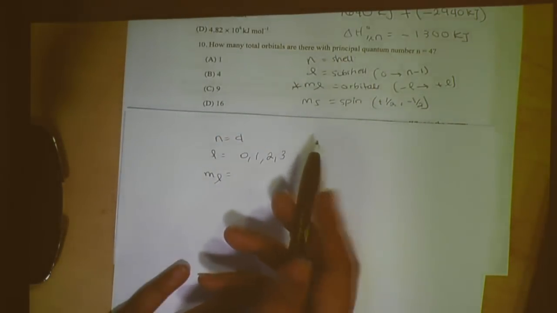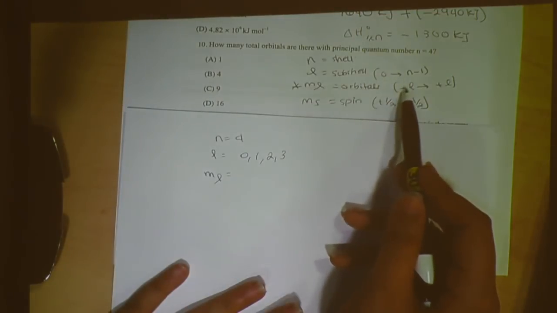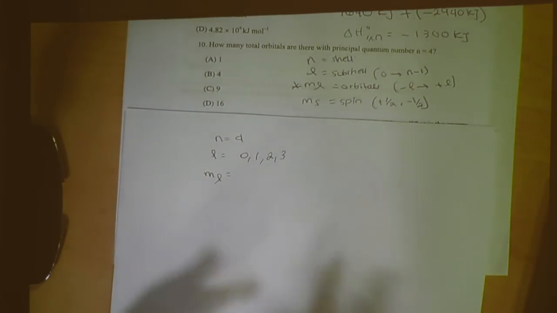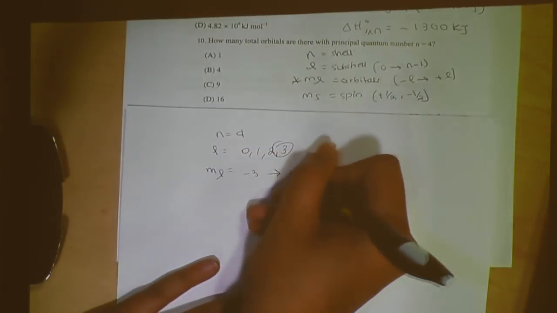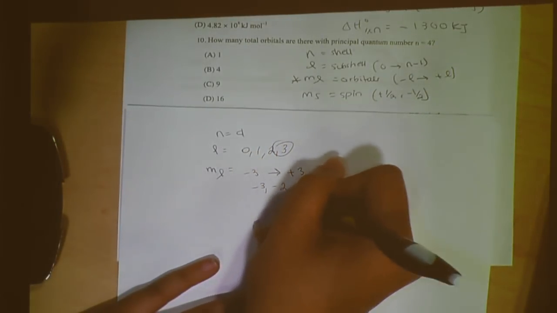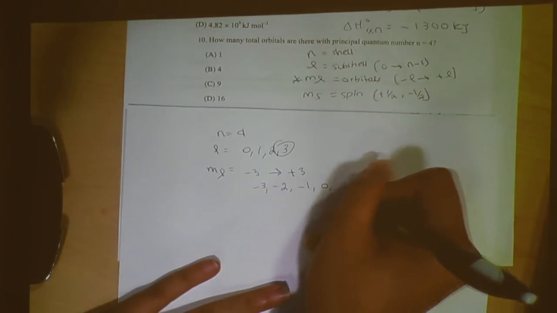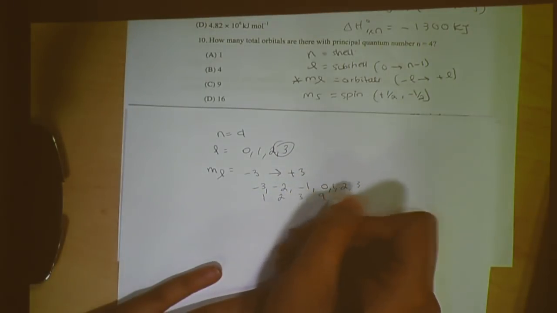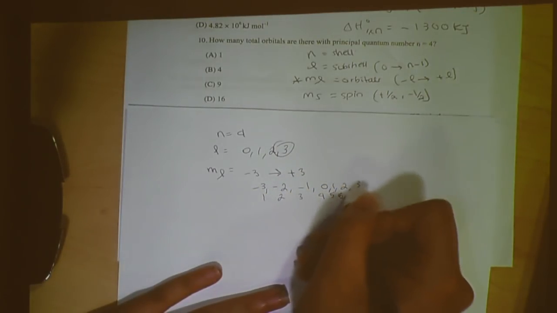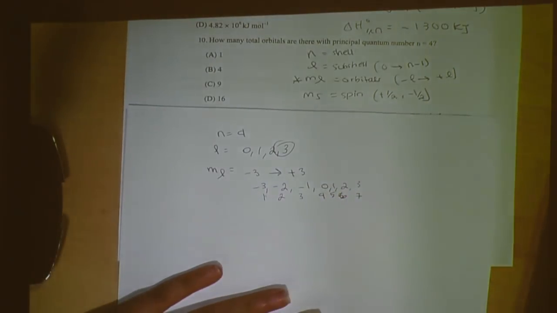If I assume it can be any number, or if I choose any L to be my standard for Ml, I choose the largest number. So I'm going to choose the 3, because I want to figure out how many total orbitals I can have, so the maximum number. If I go from negative 3 to positive 3, I have negative 3, negative 2, negative 1, 0, 1, 2, and 3. So I have 1, 2, 3, 4, 5, 6, 7 in the largest number.